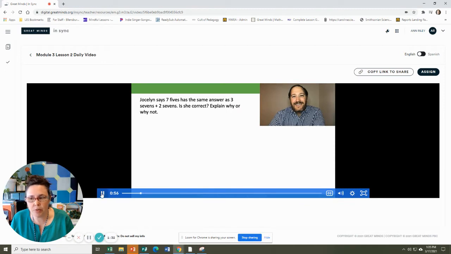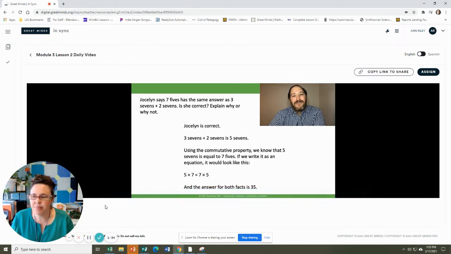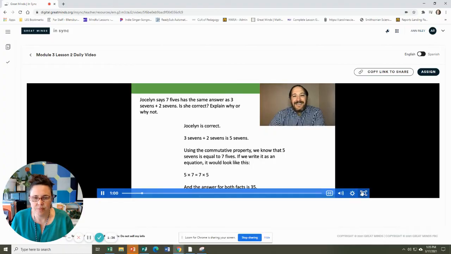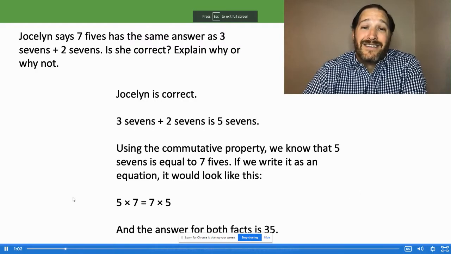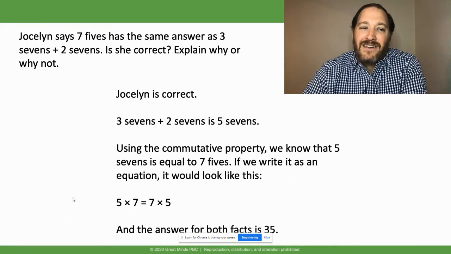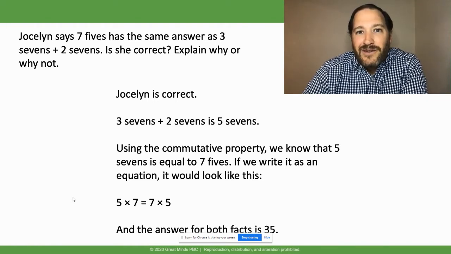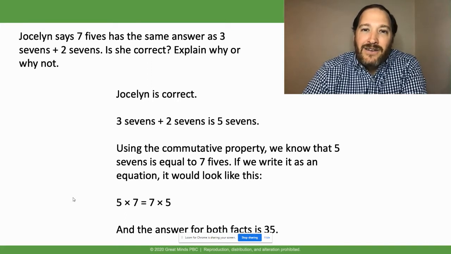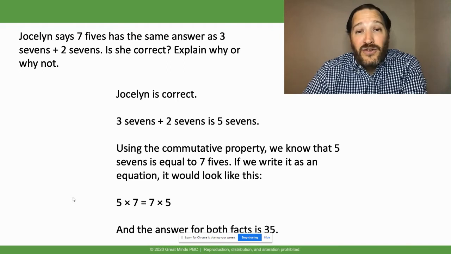All right, so don't forget to pause right here. Your explanation may have sounded something like this. Jocelyn is correct because 3 7s plus 2 7s is 5 7s. Using the commutative property, we know that 5 7s is equal to 7 5s. If we write it as an equation, it would look like this. 5 times 7 equals 7 times 5. And the answer for both of those facts is 35.